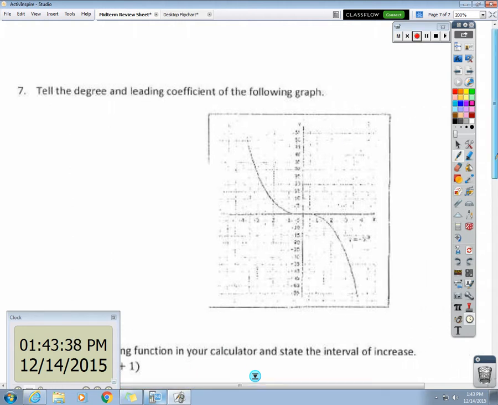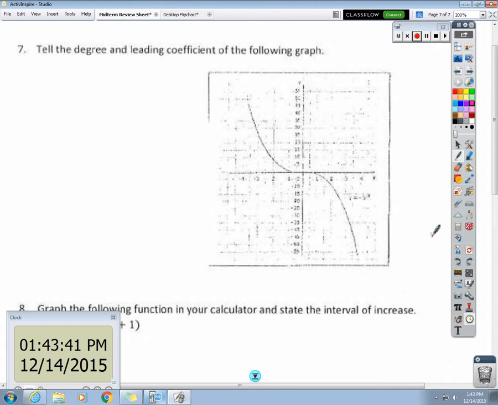Tell the degree and the leading coefficient of the following graph. Okay, what's the degree? 3. Now, it's a little tricky because you're thinking, well, it only goes through right there at the origin, but what is it doing right there at the origin? Flattens out, which is a multiplicity of 3. Plus, if you said 1 because it goes through once, what's the degree 1 graph look like? A straight line. Degree 2 is a parabola. Degree 3 looks like this. I just call it a snake. Okay, is this positive or negative leading coefficient? Negative, because it's going down on the right.